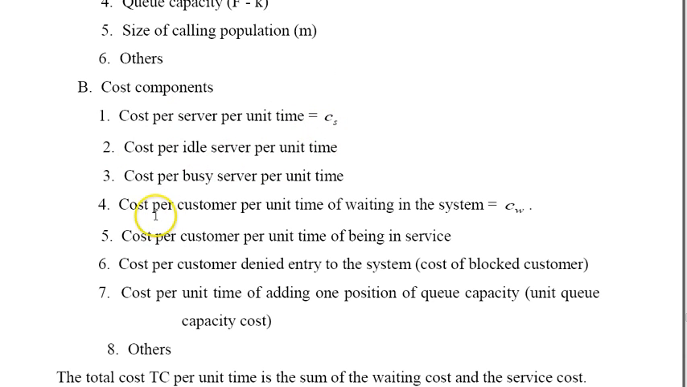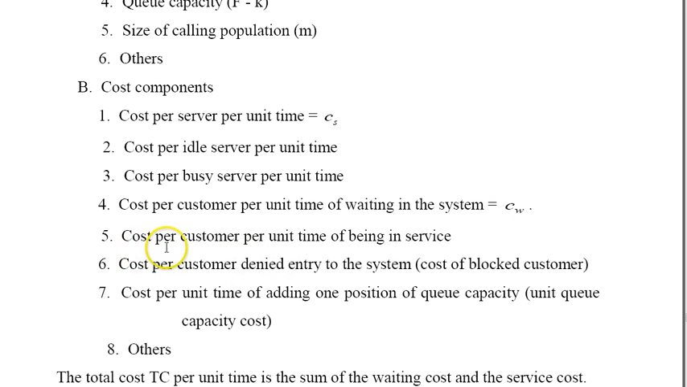There's also the cost of waiting. When customers wait at a bank, they get frustrated. They don't come back, so there's a cost to the system, and that's called CW. That's the cost per customer per unit time of waiting in the system. So the longer the customer waits, the larger this value.